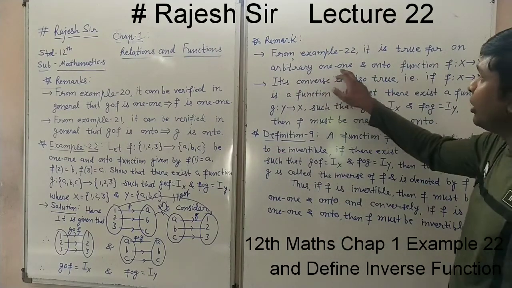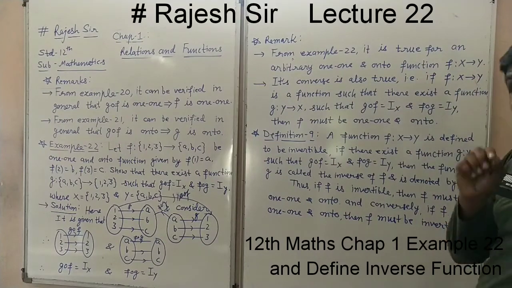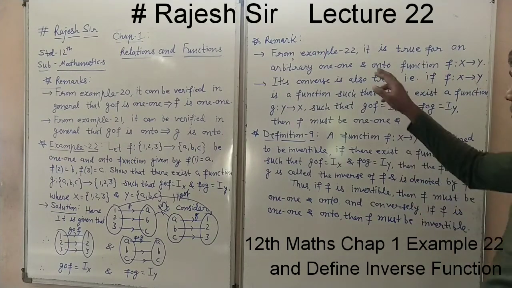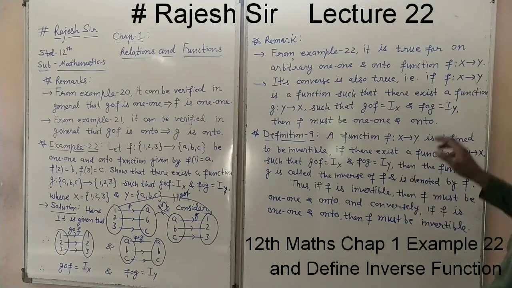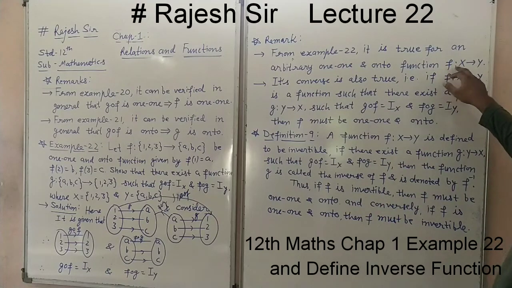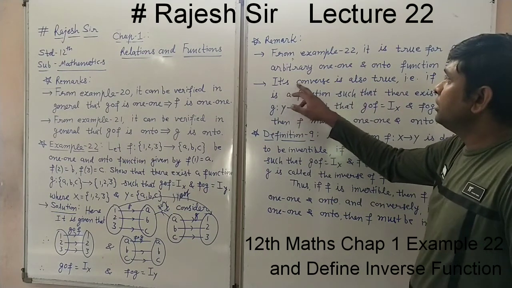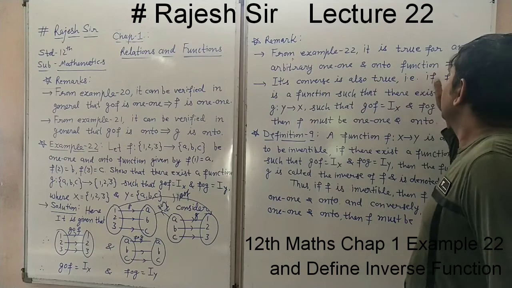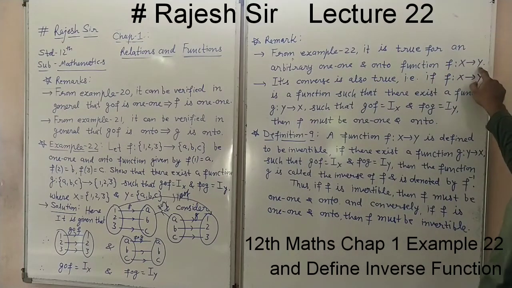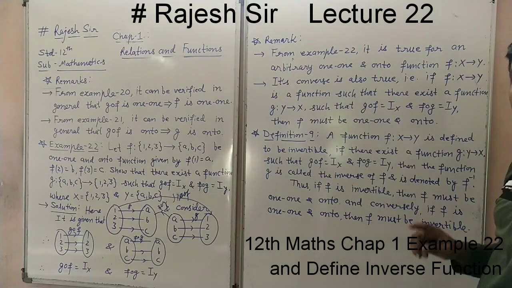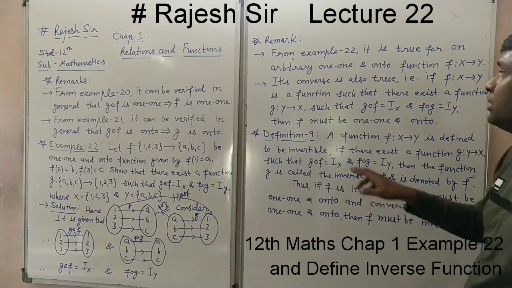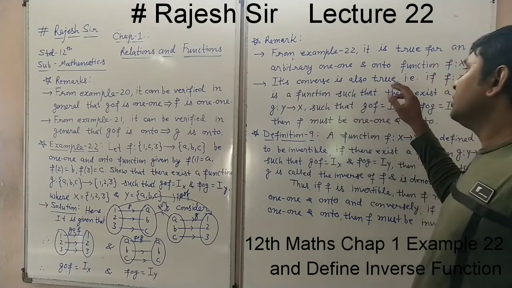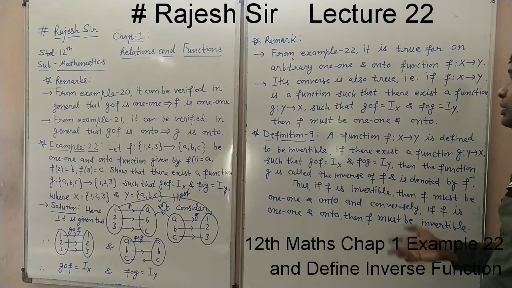For an arbitrary 1-1 and onto function, if you are taking any function which is both 1-1 and onto, and suppose the function is f from x to y, then it will have its reverse g as y to x. And its converse is also true. Converse, what does converse mean? Reverse.